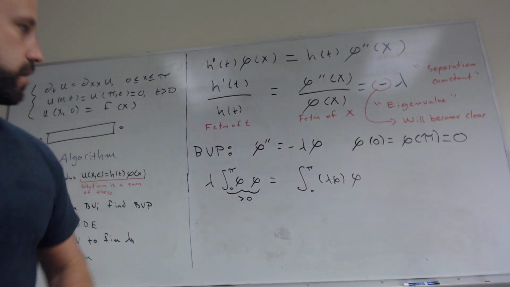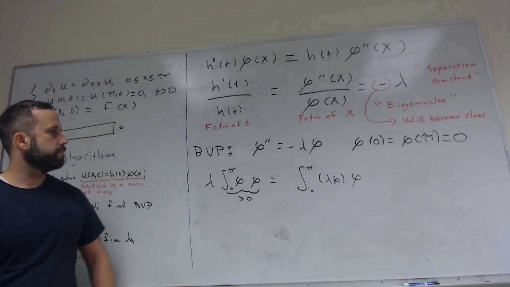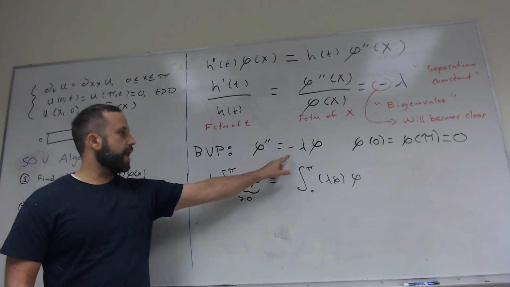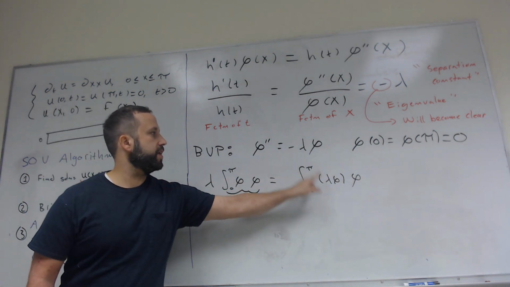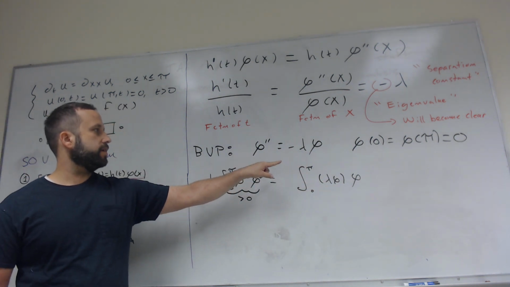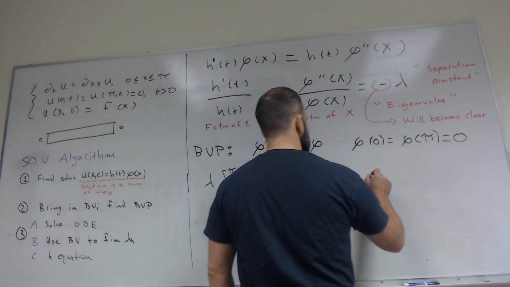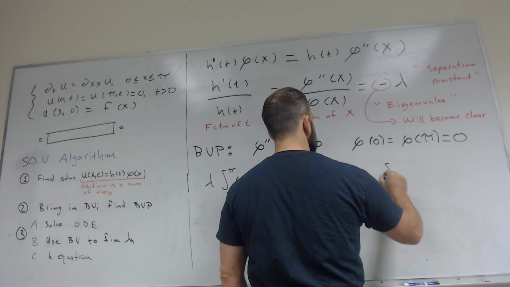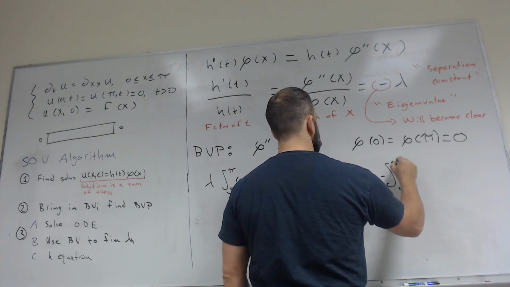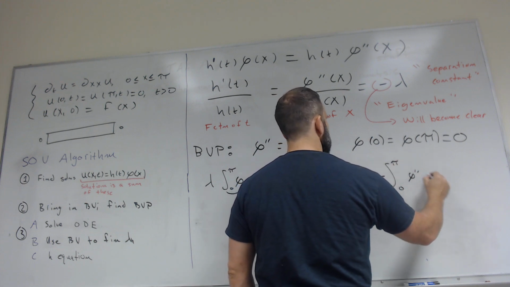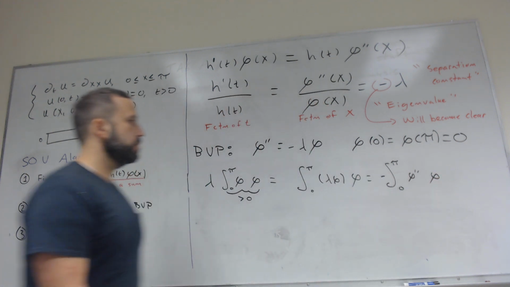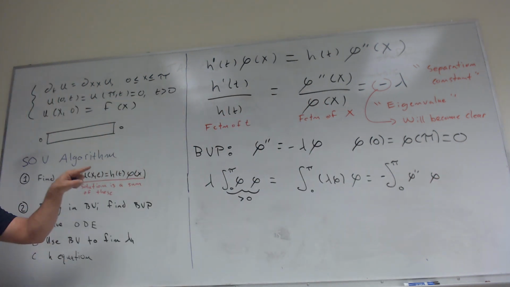All right. Okay, so this is lambda phi times phi. Now if phi satisfies this equation, lambda phi times phi is minus phi double prime. I just moved the minus sign over there. So this ends up being minus the integral from 0 to pi of phi double prime times phi. Now I'm going to do integration by parts and move that derivative onto the other phi.